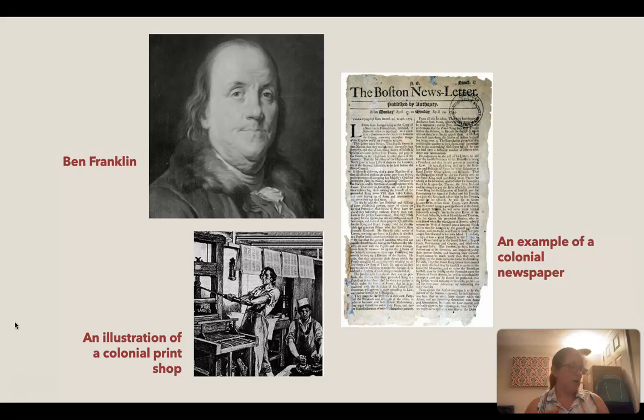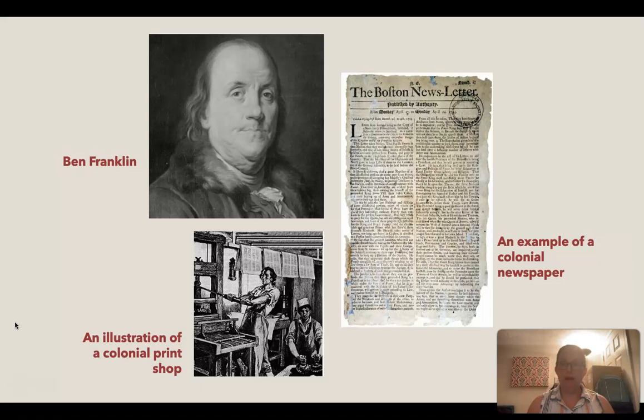And this is very important because now someone in South Carolina can read the same news, the same article as someone living in New Hampshire. So again, this helps to kind of bring the colonies together. By 1763, 23 different newspapers, like this one you see here, the Boston Newsletter on the right, were circulating throughout the colonies. These newspapers were not like the newspapers that you see today.